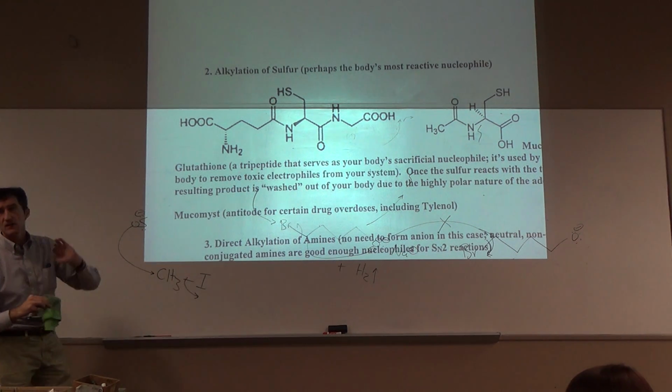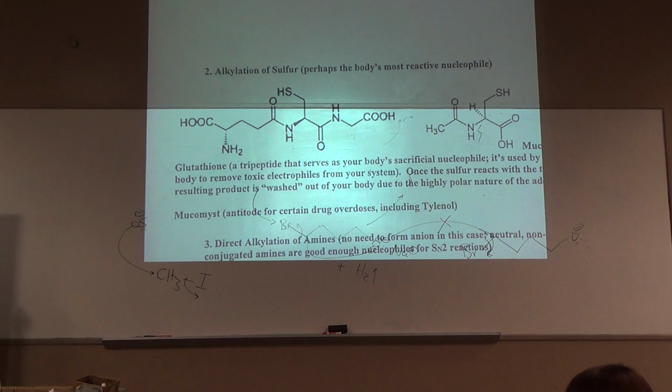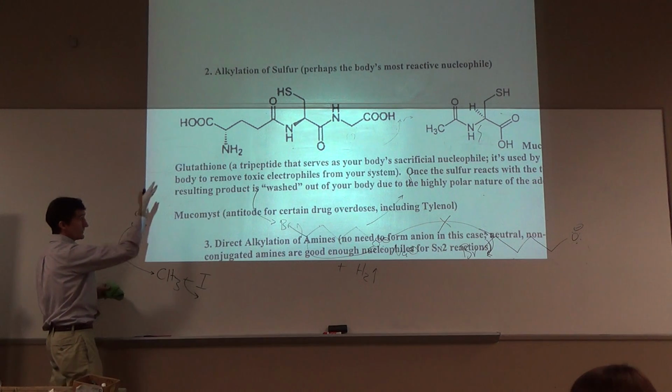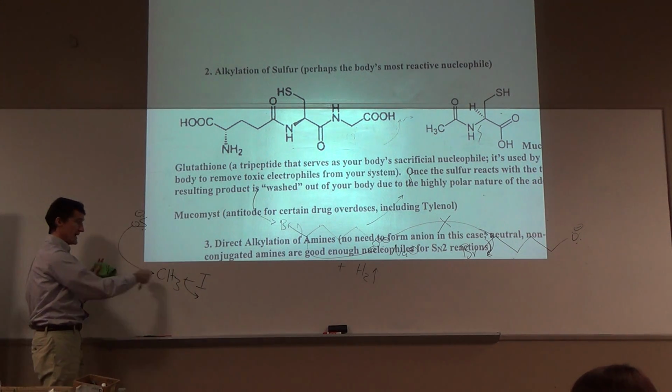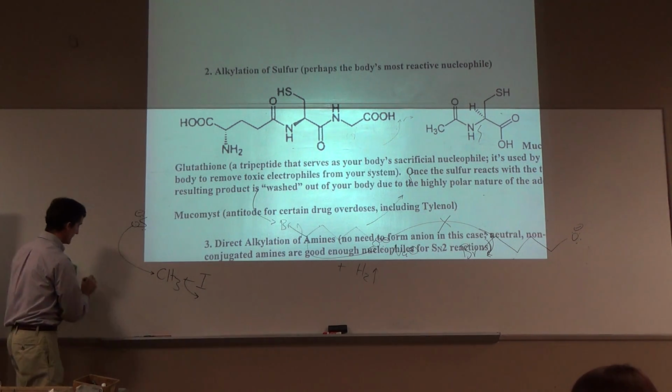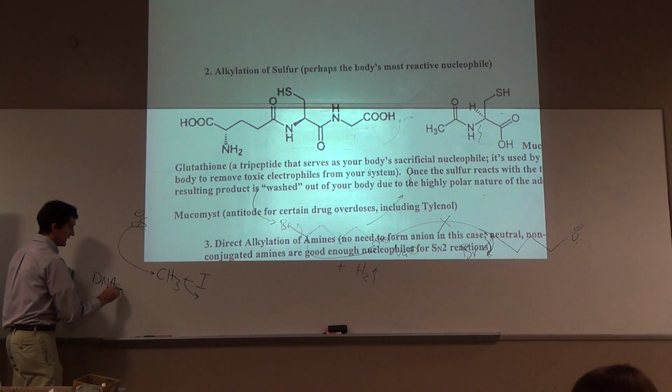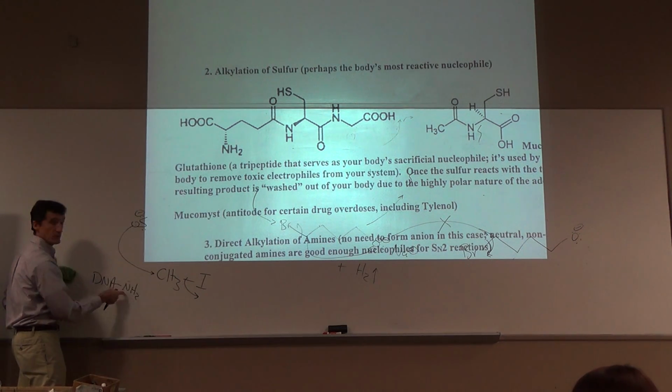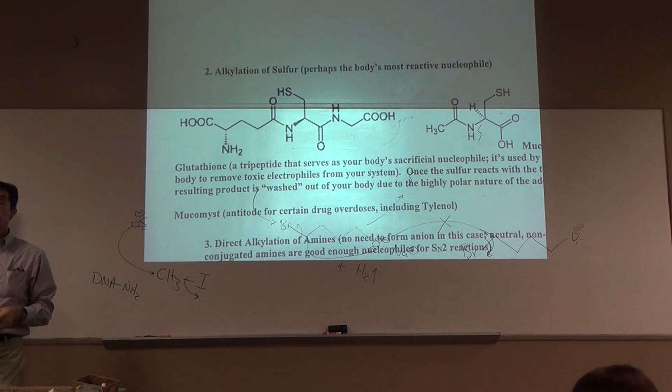But see, glutathione, that's its role. Its role is to do stuff like that. It doesn't serve to make your brain work or anything. So putting the methyl on the sulfur is what it's meant to do. It's meant to react with these things and keep them from reacting with like your DNA. This reacts instead of this. You don't want to be alkylating your DNA. So it's called a sacrificial nucleophile.